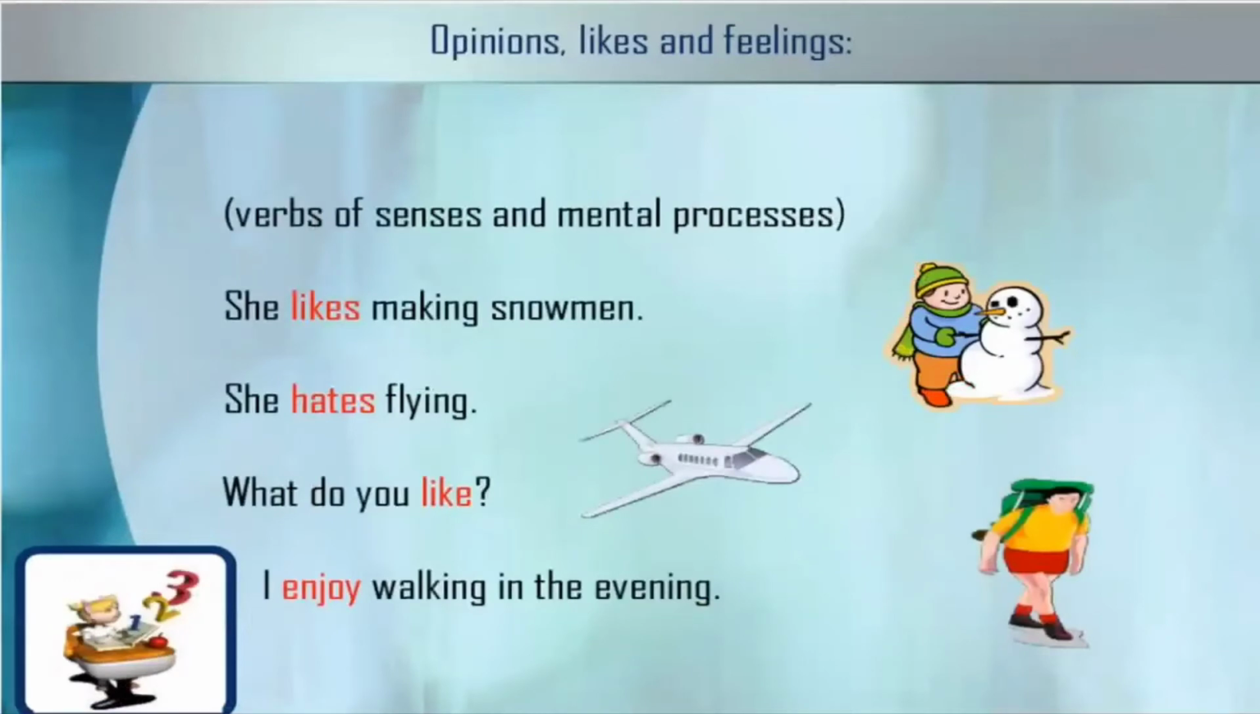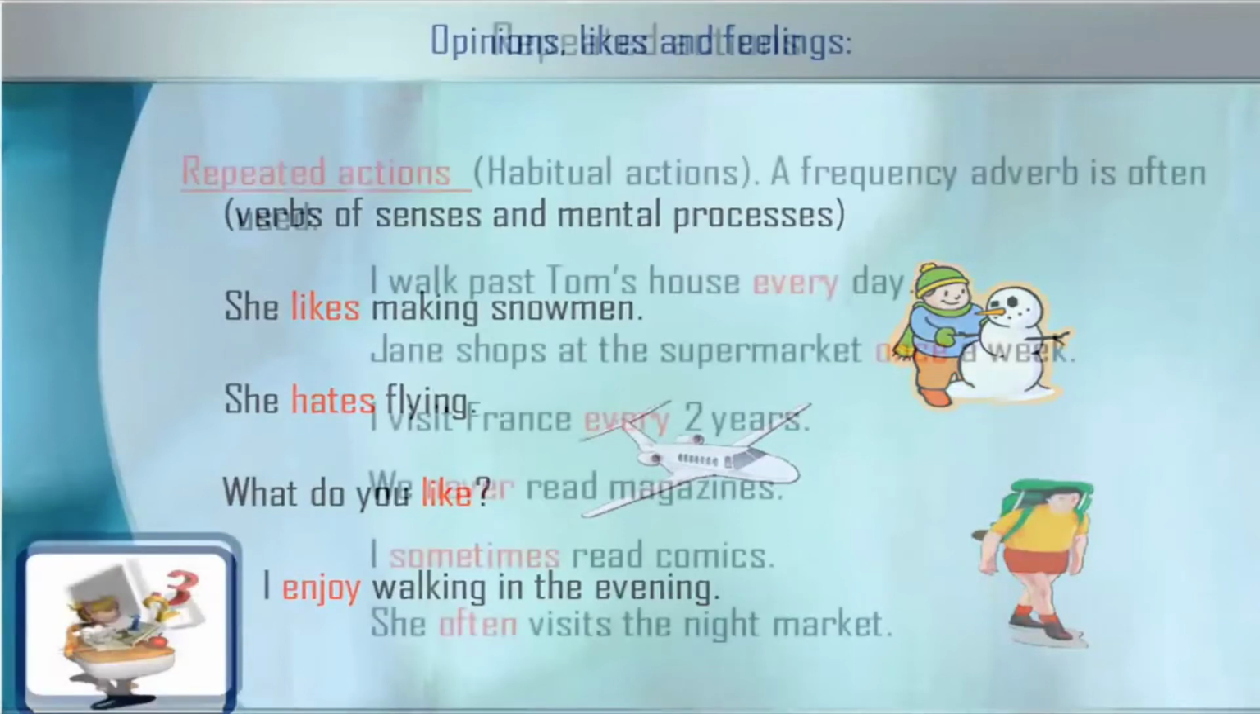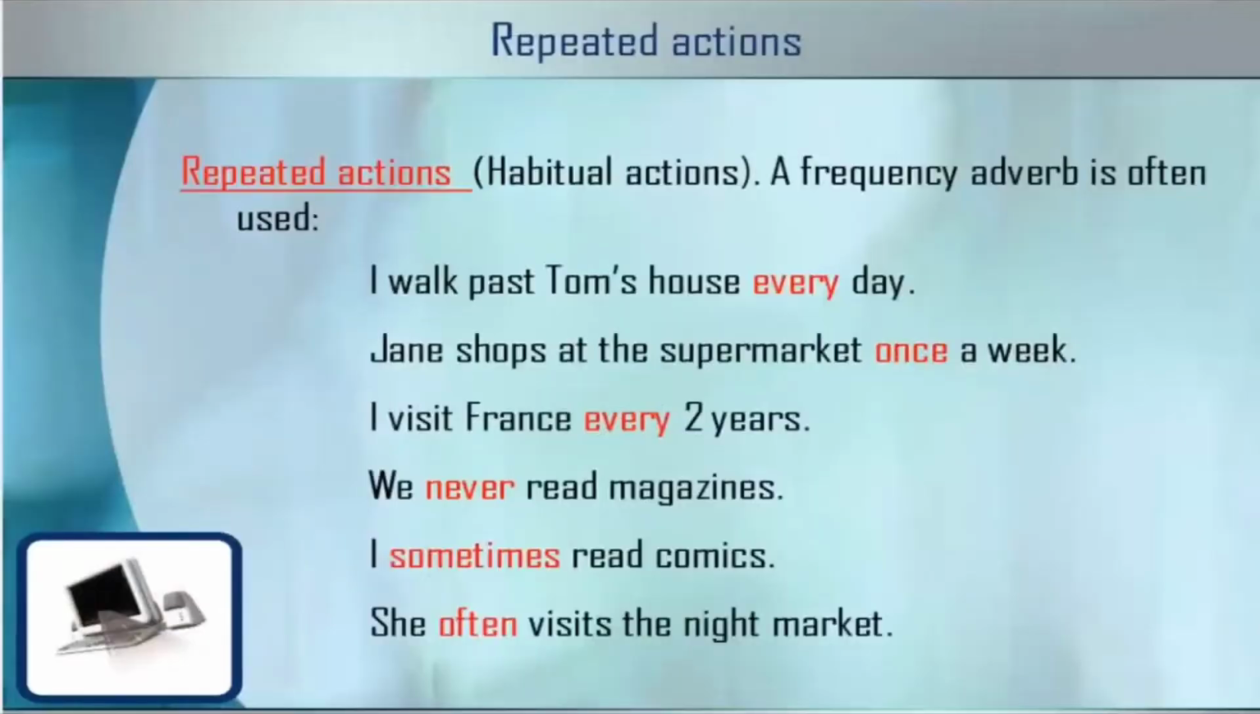And we also use simple present tense when we are expressing our opinions, likes, and feelings. She likes making snow women. She hates flying. What do you like? I enjoy walking in the evening. So verbs of senses and mental processes are given there, which are able to express opinions, feelings, and different kinds of likes. And then there are repeated and habitual actions, when we are trying to express something that we do on a daily basis or frequently, we can use the present tense.